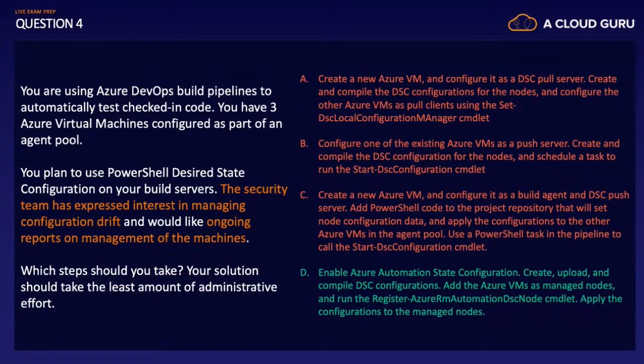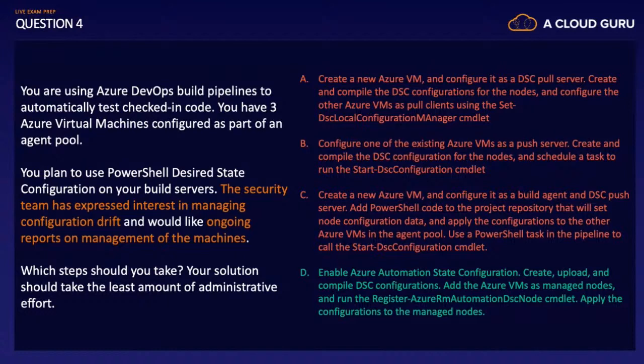aspect of it. And the other key aspect is they have also expressed interest in managing that configuration drift with their own machines. And because of that, all the other ones, such as managing push servers, configuring DSC pull servers, everything other than enabling Azure Automation State Configuration does not include any of the reporting aspects and the eventual pulling in of other machines in order to manage that configuration drift as well.